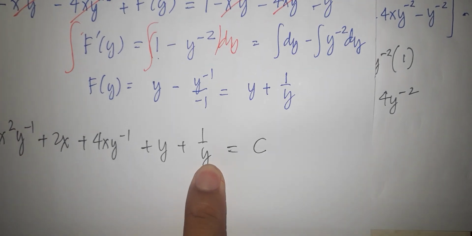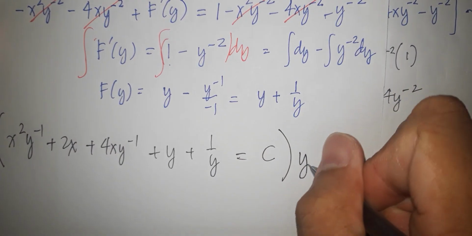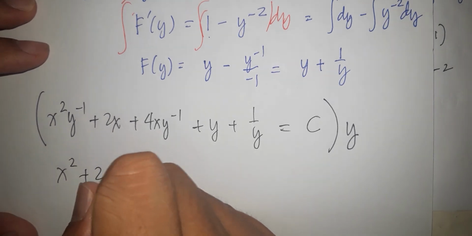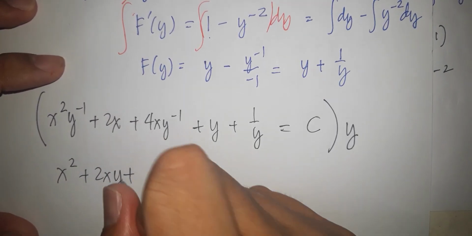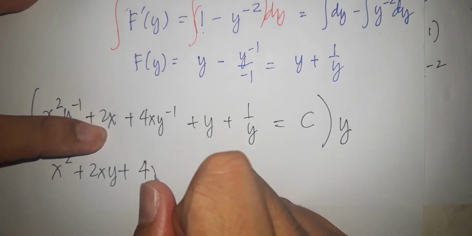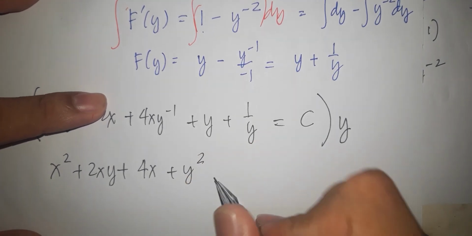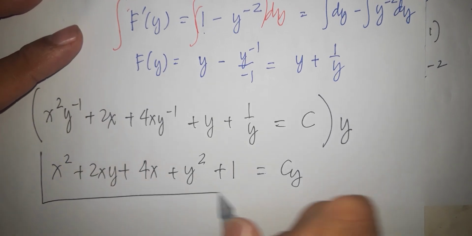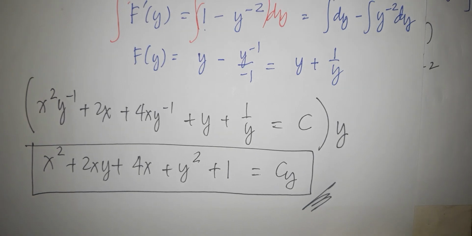So, para mawala yung y at saka yung y^-1, multiply natin lahat by y. So, multiplying it all by y, magiging x squared plus 2xy, kasi minultiply kay y, plus 4x plus y squared plus 1 is equal to Cy. So that will be our general solution.